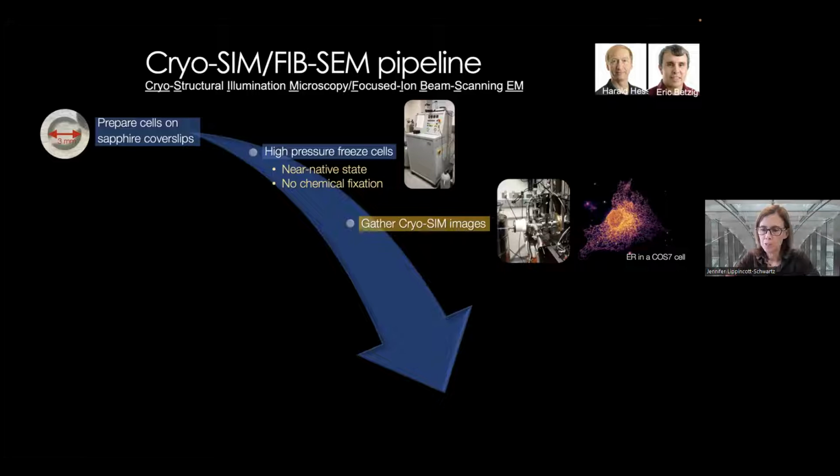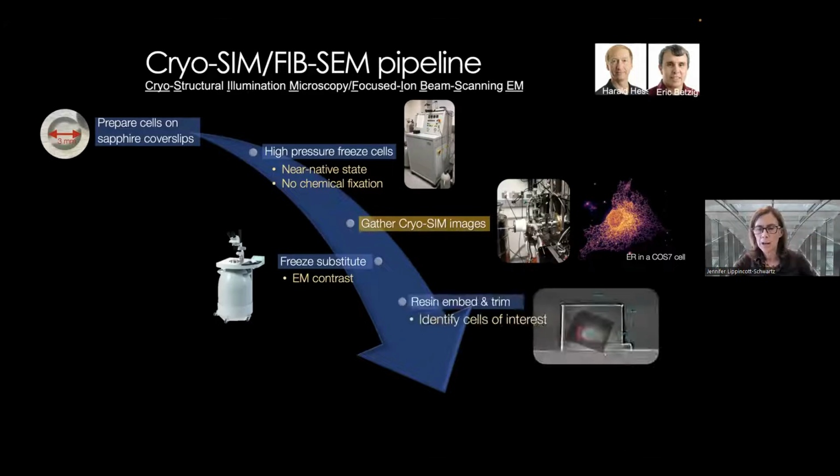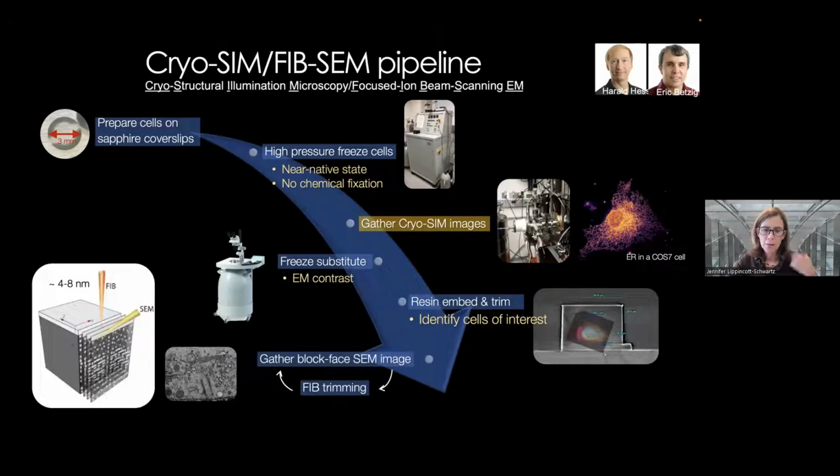In this case, you're looking at the ER in a Cas7 cell. From that, the cells are moved into a state where we freeze substitute to get EM contrast. They're then resin embedded. We identify the cells that we're interested in for doing FIB-SEM. And then basically we move through a cycle of FIB-SEM trimming, milling, and imaging the block face, or acquiring the block face SEM images.